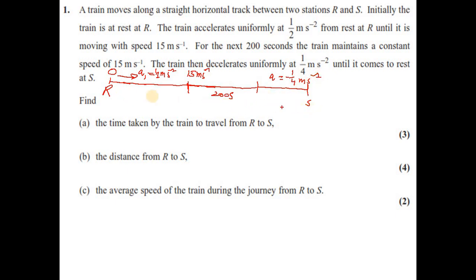So you have three intervals. I just call this point as A and this one is B. So from R to A you have accelerated motion, train is accelerating. From A to B you have uniform motion, velocity is not changing. And from B to S you have accelerated motion, or you can say decelerated motion.